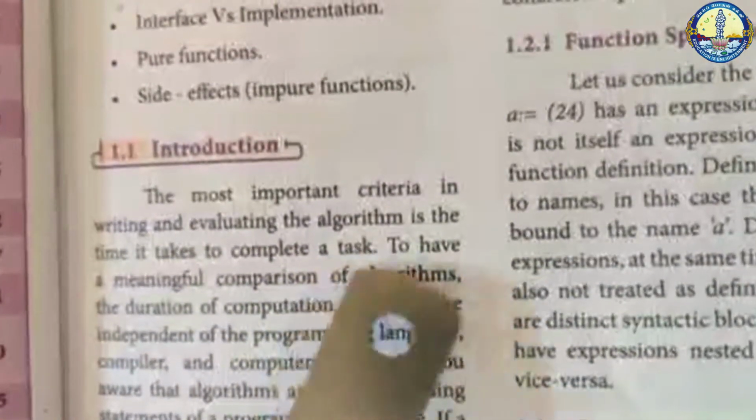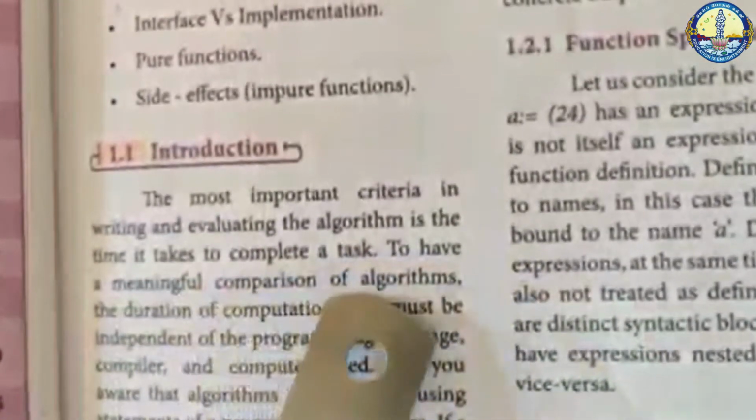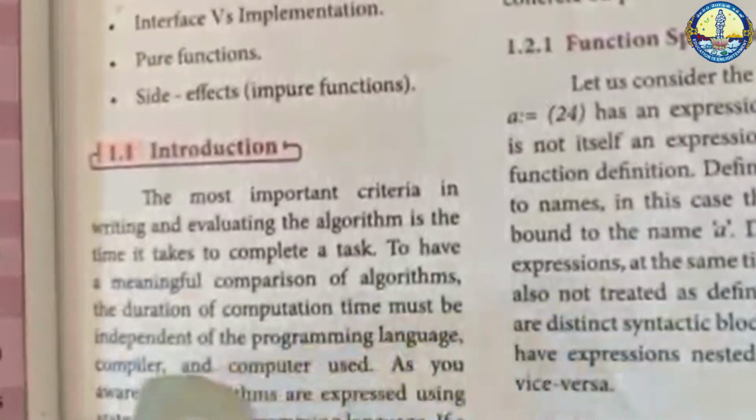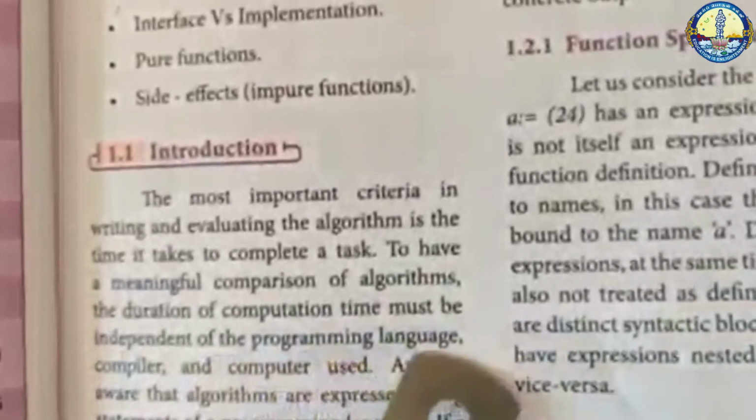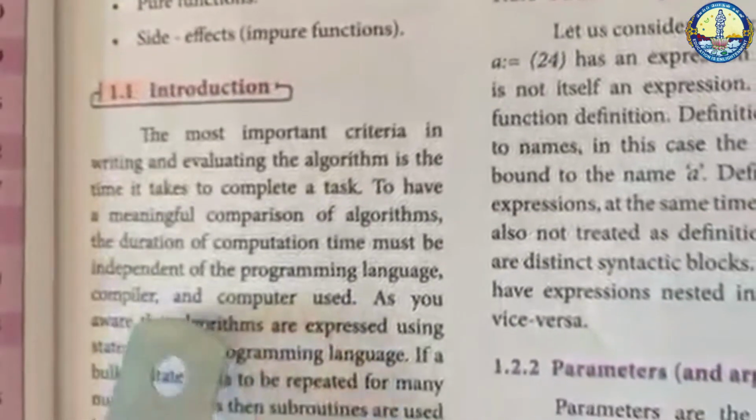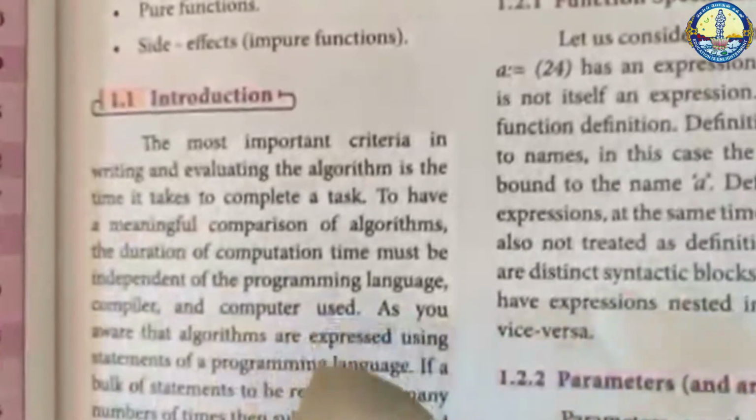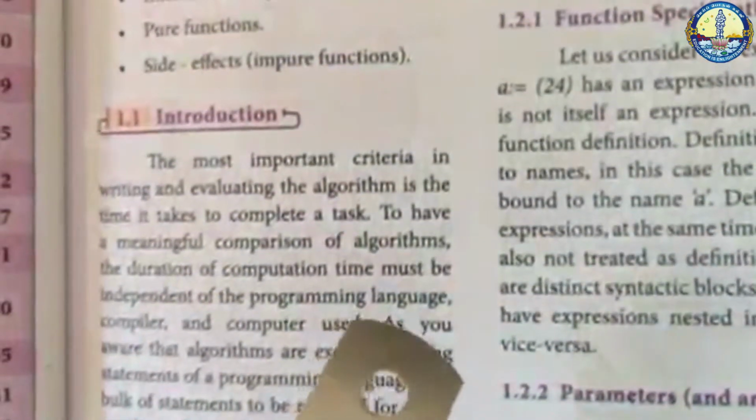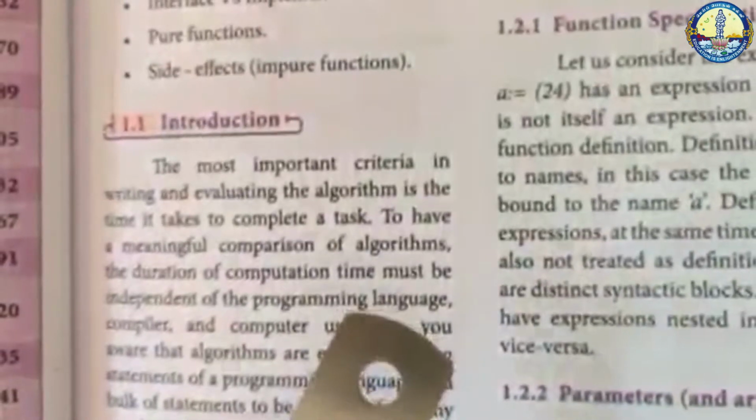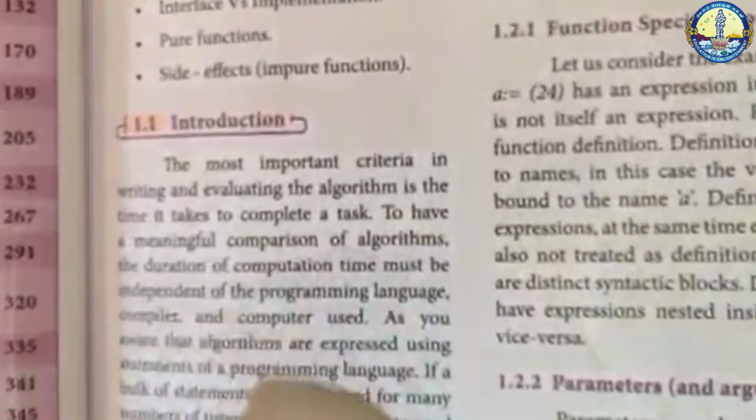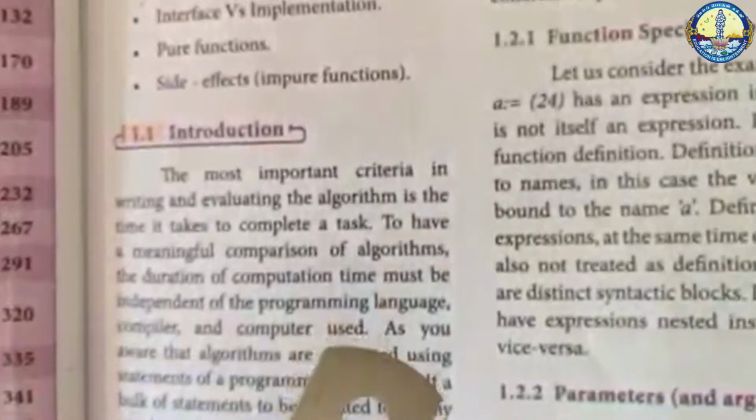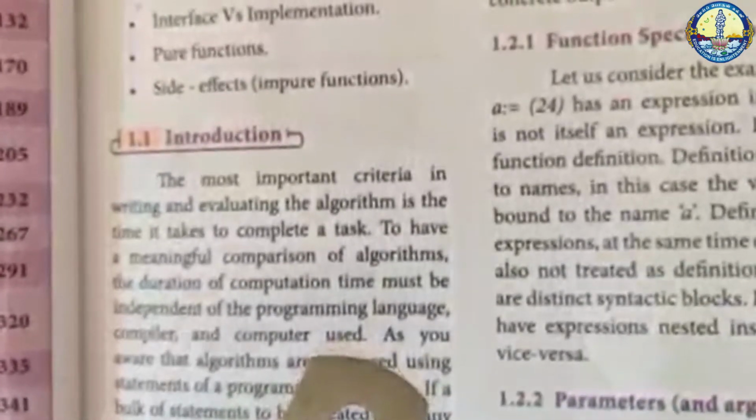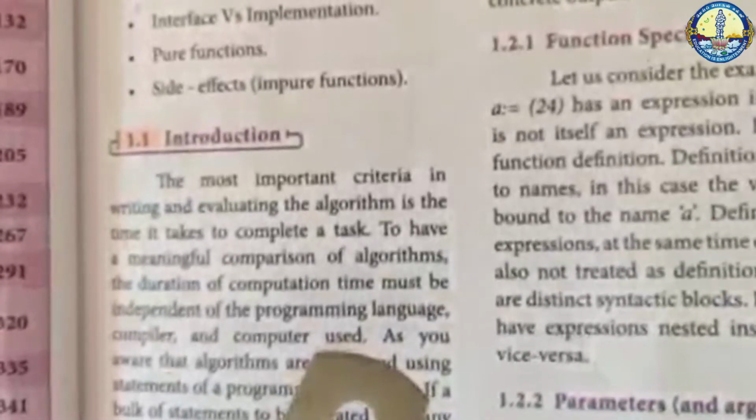So, the most important criterion in writing and evaluating an algorithm is the time it takes to complete a task. To have a meaningful comparison of algorithms, the duration of the computation time must be independent of the programming language, compiler and computer used. What is meant by programming language? Programming language is defined as a method for communication between man and computer that uses a set of predefined words. These words are combined into a program according to a syntax.